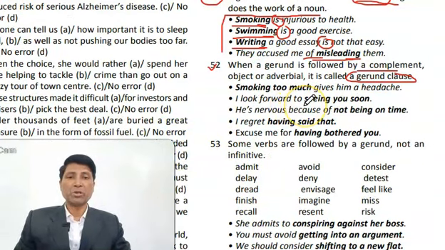Smoking too much gives him a headache. I look forward to seeing you. He's nervous because of not being on time. And I regret having said that. So in each of these examples, concentrate on the part that I am encircling.